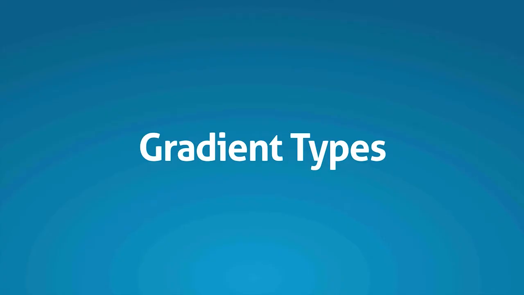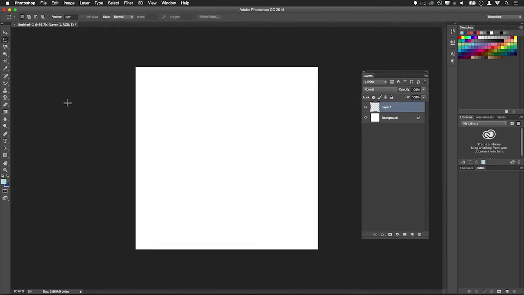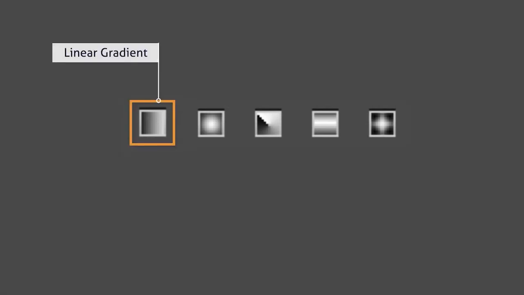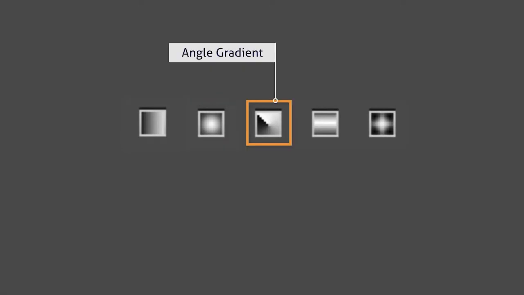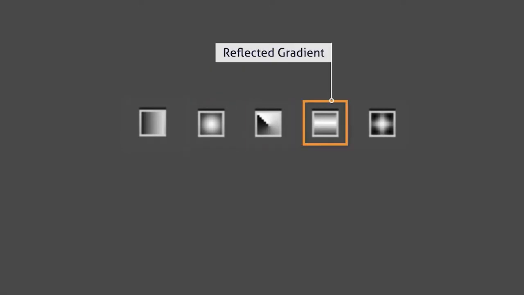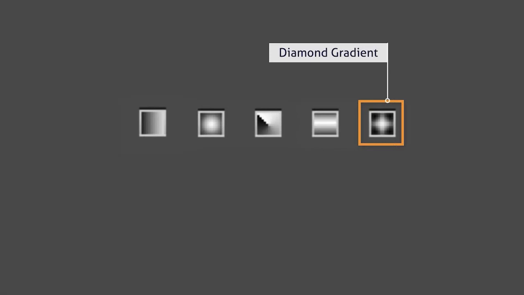Let's talk about a few different kinds of gradients that you can use in Photoshop. To see the different kinds of gradients, select your gradient tool, and you'll see the option bar at the top update with the options for that tool. There are 5 different kinds of gradients in Photoshop. They all look a little different, but function the same way. The 5 types are linear gradient, radial gradient, angle gradient, reflected gradient, and diamond gradient.